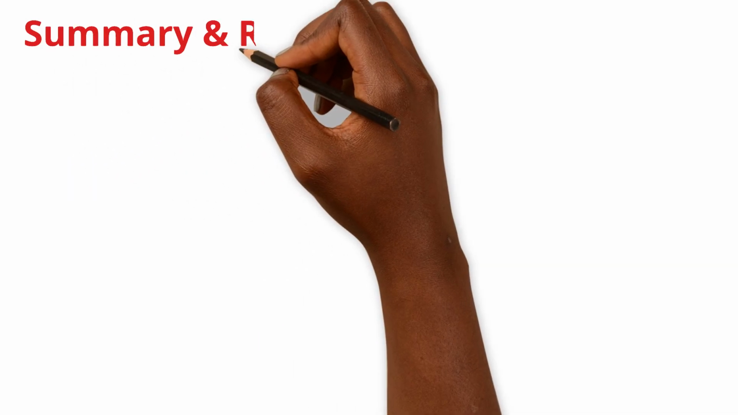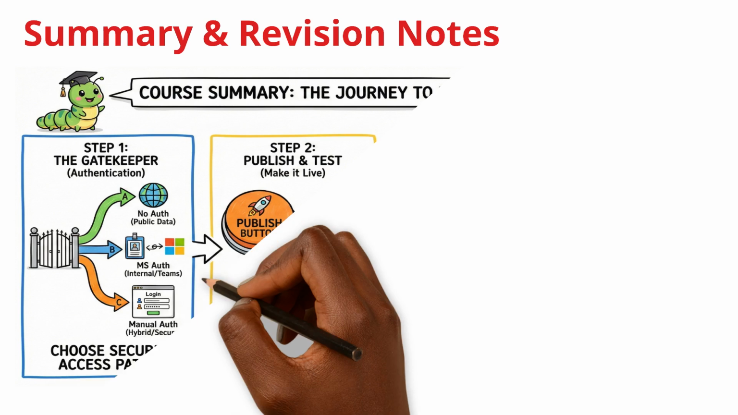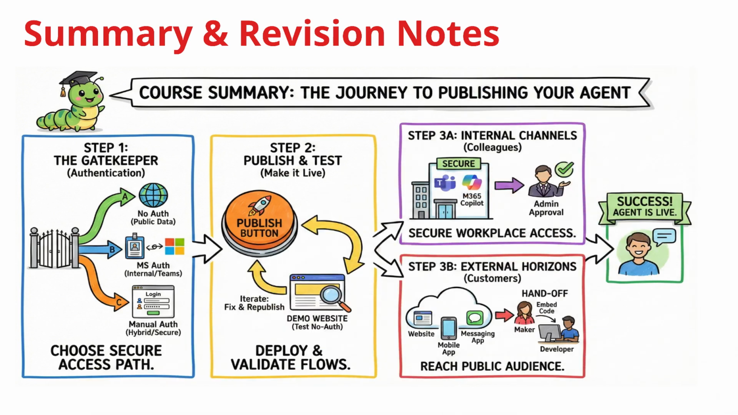Congratulations on completing the course. Let's recap your journey with Nana. Step 1 is the Gatekeeper. You must choose your security path, whether it's open public access, secure internal Microsoft login, or a manual hybrid. Step 2, you make it live. Hit that Publish button, but always validate your flows first on the demo website and iterate as needed. Finally, deploy to your audience. Either send it internally to colleagues on secure channels like Teams, or hand off code to developers to reach external customers on the web. Follow this path and success. Your agent is live.